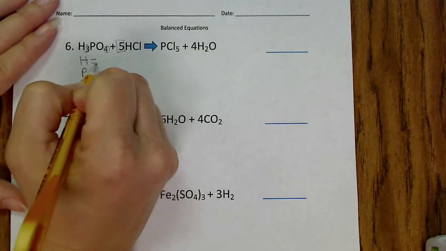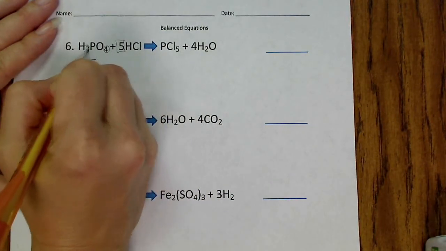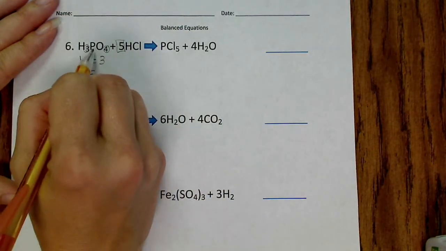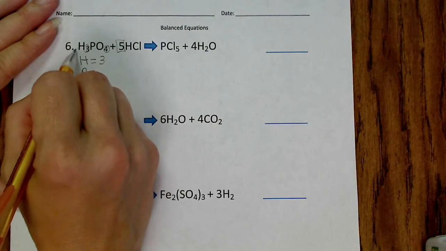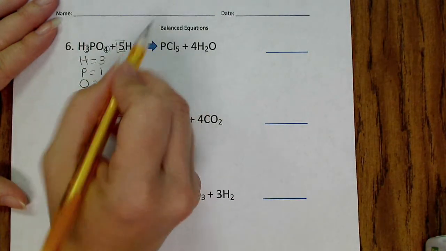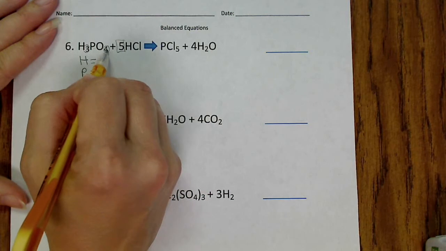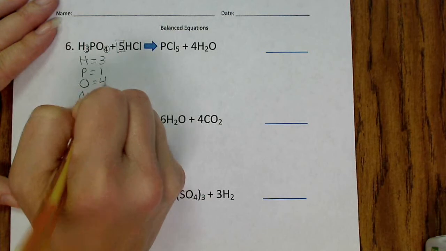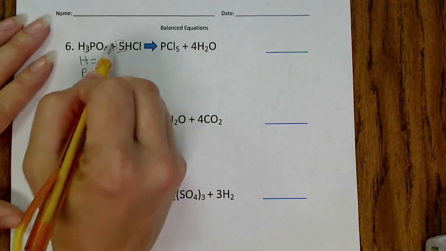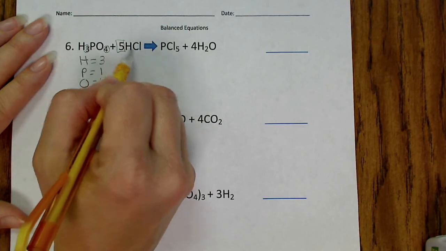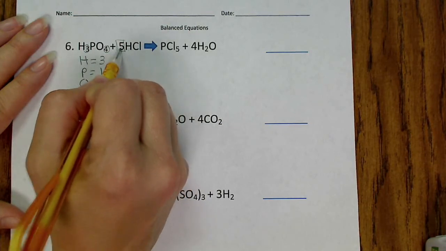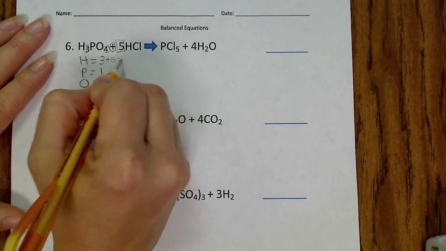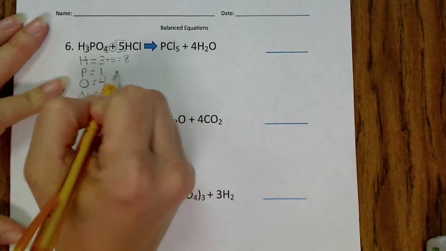Okay, so looking at hydrogen, I have a subscript of 3. I don't have a coefficient, so it's just 3. For phosphorus, I don't have a subscript and I don't have a coefficient, so it's just 1. For oxygen, I have a subscript of 4 and no coefficient, so therefore oxygen is 4. Then on this side of the plus sign, I have a hydrogen with no subscript but a coefficient of 5. So I'm going to add that to this one, because here's my addition sign right here to tell me to add, which gives me a total of 8 hydrogen.